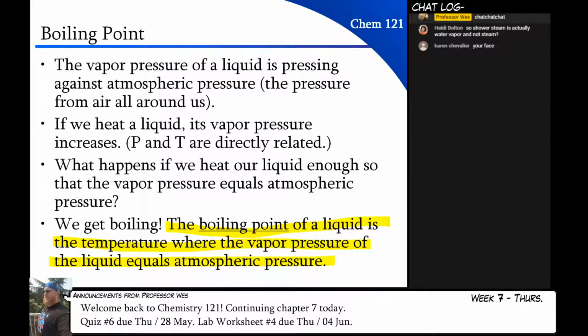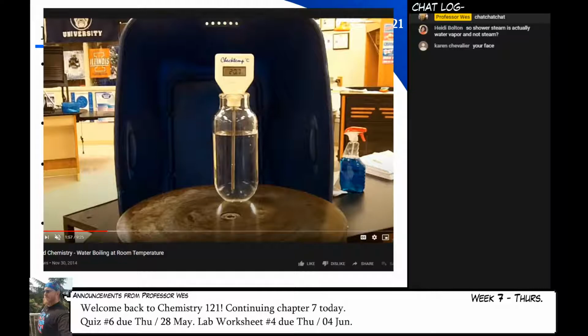I actually want to show you this in action. I don't think I have a video of it, but I can get one. How many of you have seen water boil at room temperature? I just have to find it. Water boiling at room temperature. Alright. So let me get the experiment set up here. Alright, there we go. So that'll work. Window capture 2. That's the right window. There we go. Perfect. Okay.